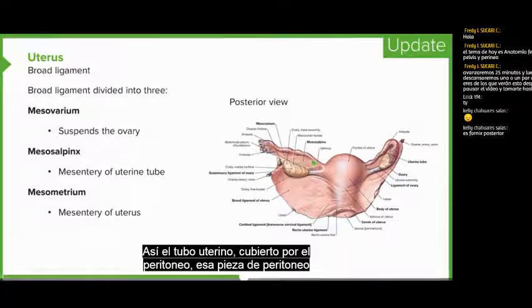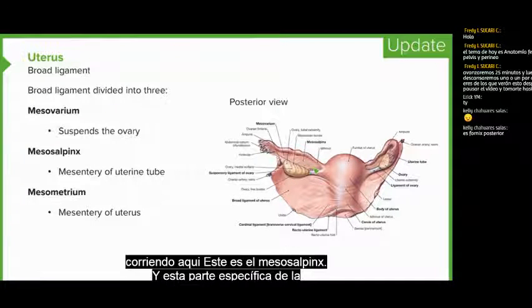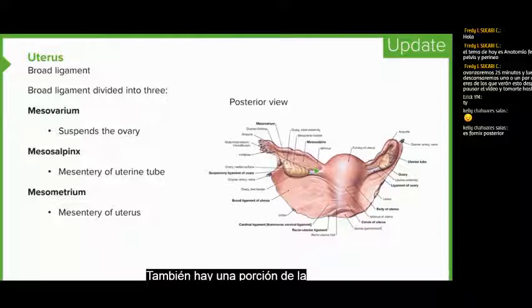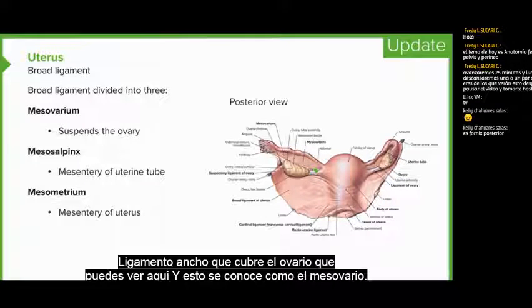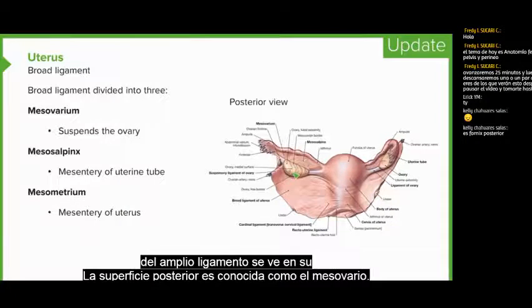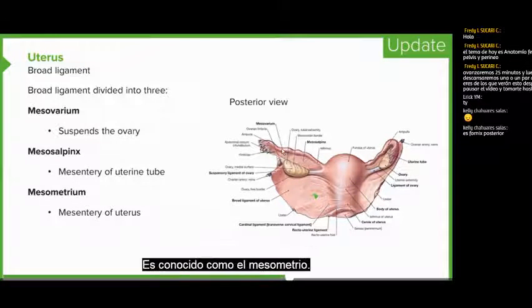So the uterine tube is covered by peritoneum, and that piece of peritoneum is called the mesosalpinx. This sheet, which we can see running here, is the mesosalpinx, the specific part of the broad ligament that covers the uterine tube. There is also a portion of the broad ligament that covers the ovary, which you can see here, and this is known as the mesovarium. This region that covers the ovary, attached to the posterior surface of the broad ligament, is known as the mesovarium. The remainder of the broad ligament, this region around here, is known as the mesometrium.